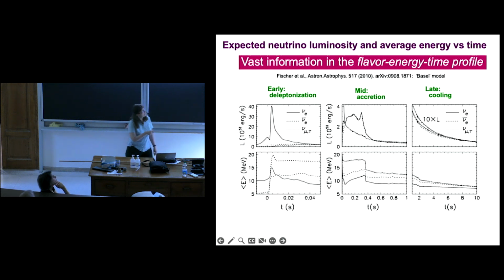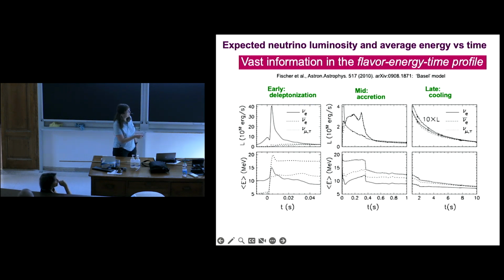And so here's an example. This is an example model. There are many models that are getting more and more sophisticated as advances are made. But this is just an example that shows some of the main features that are present in most of the computed neutrino fluxes from core collapse supernovae.